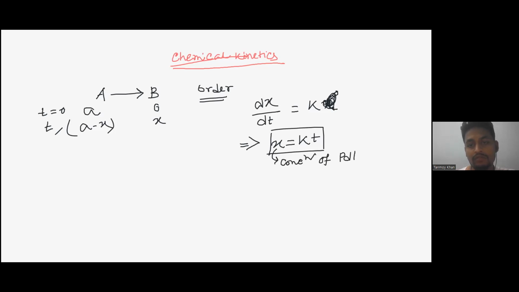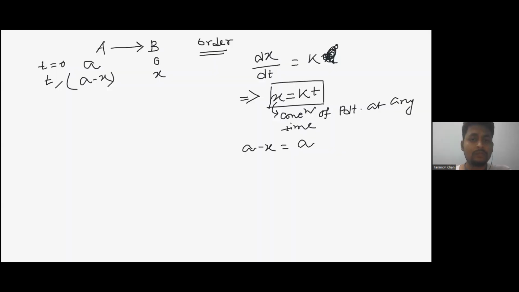So that is the product at any time. What is the concentration of reactant? That is A minus x, so it will be A minus kt. So A minus x is the concentration of reactant at any time, which means A minus kt, right?